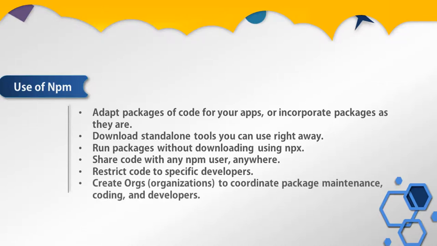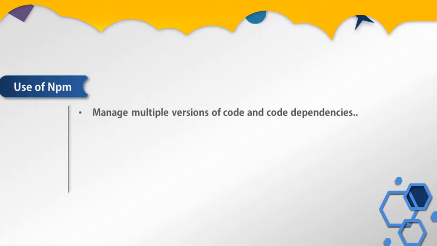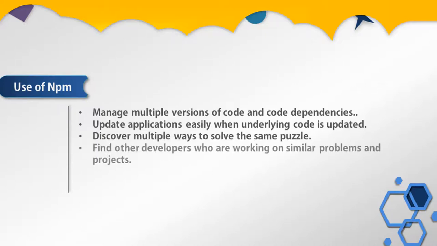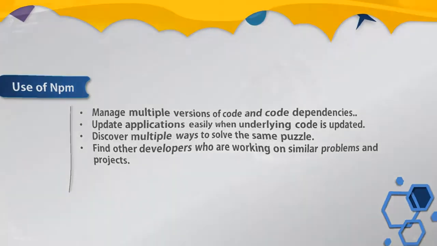You can use NPM to create organizations to coordinate package maintenance, coding, and developers. NPM is also used to manage multiple versions of code and code dependencies. NPM is used to update applications easily when underlying code is updated. NPM is used to discover multiple ways to solve the same puzzle. And last, NPM is used to find other developers who are working on similar problems and projects.